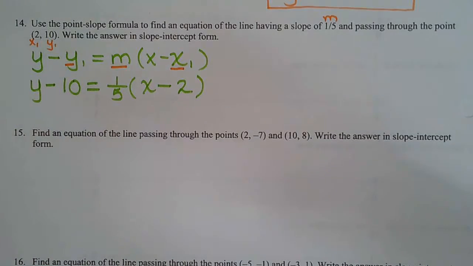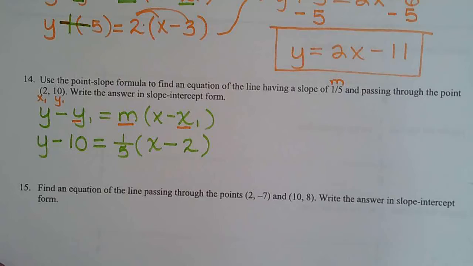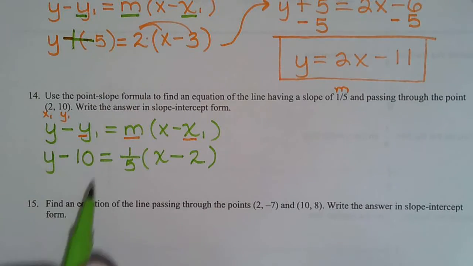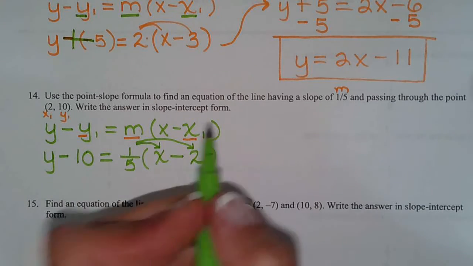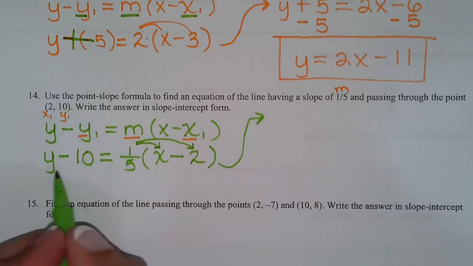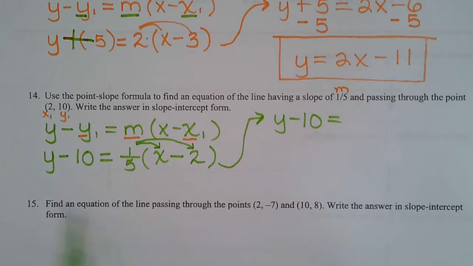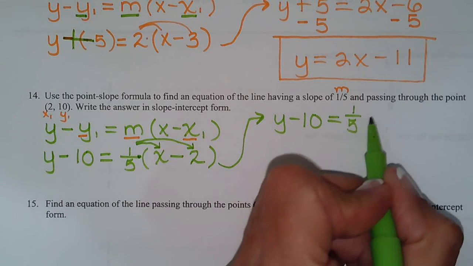And you might want to have your calculator because it's kind of nice when you have the fractional slope to use your calculator if you can't do it in your head. So just like we did before, our next step is to try to get y alone, but before we get y alone, we have to distribute. So distribute, distribute, and we get y minus 10 equals 1/5 times x is 1/5 x.